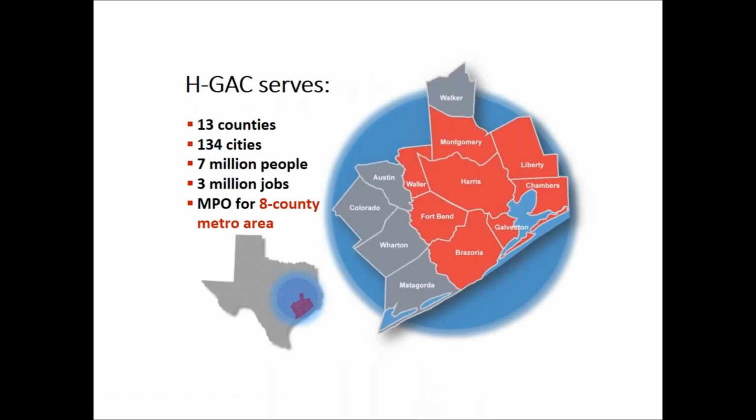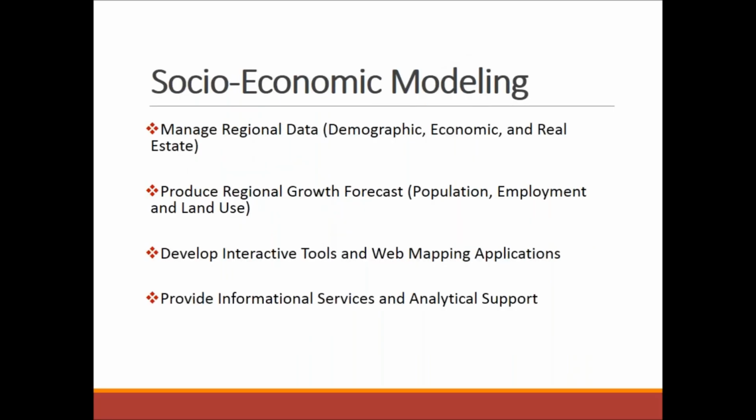So I guess most of you know Houston-Galveston Area Council. We are the COG for 13 counties. We serve 134 cities. 7 million people live here, and there are 3 million jobs. We also serve as a metropolitan planning organization in the 8-county region. In socioeconomic modeling, we manage regional data. We do regional growth forecasts of population, employment, and land use. We also develop tools related to socioeconomic modeling.